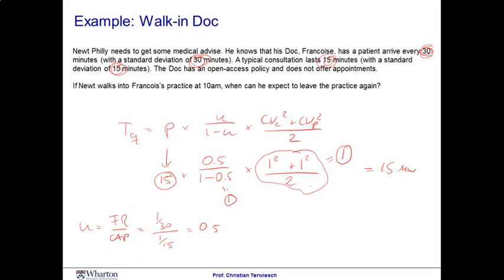Now, I want to be a little hair-splitting here because the question actually doesn't ask for the waiting time, but asks for the time when our friend Newt can walk out of the practice again. That includes the time in the queue, which we said was 15 minutes, but also the time in the practice when he is in service. And so this is the time in the queue plus the processing time, altogether 30 minutes. And so at 10:30, you can expect to be out of the office again.